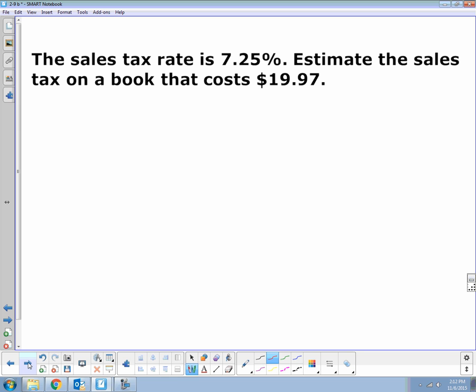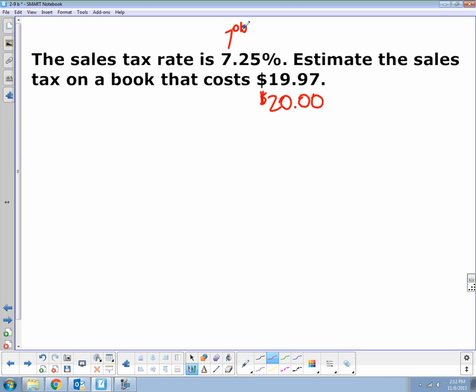Here's another example. The sales tax rate is 7.25%. We want to estimate the sales tax on a book that costs $19.97. So 1997, that was a great year, but we're going to change it to 2000 because that was a better year. So we're going to do $20. $20, that's a good estimate of 19.97. And 7.25%, well, let's just change that to 7% because that's going to be easier to work with.